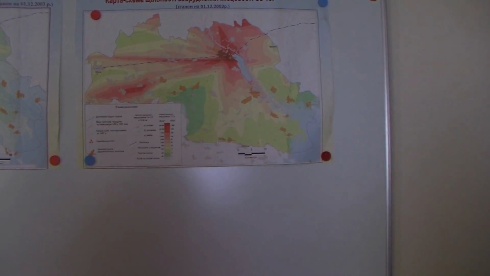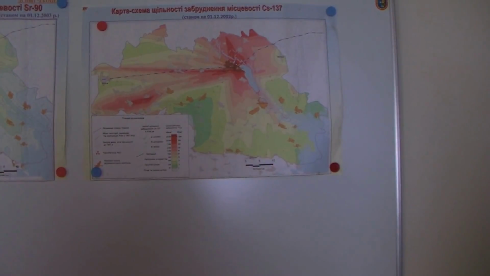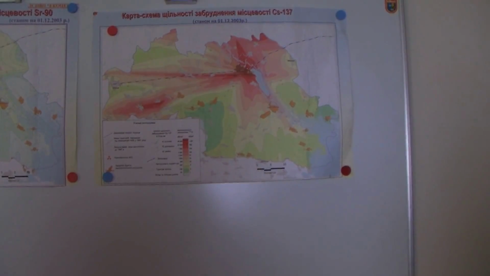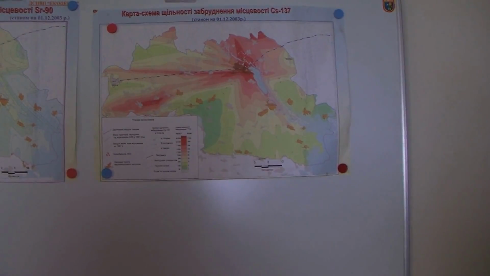But anyway, the radiation level was very high in Pripyat, extremely high, in the first days. The evacuation of Pripyat started the next day after the accident, April 27, 36 hours after the accident.